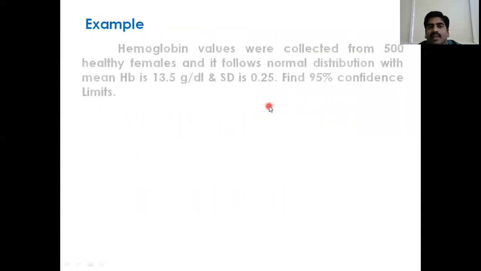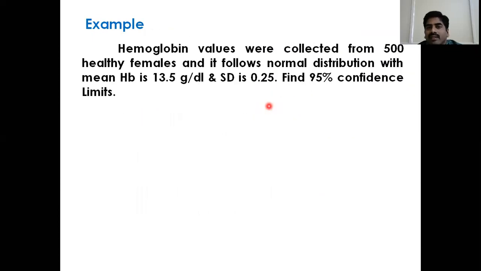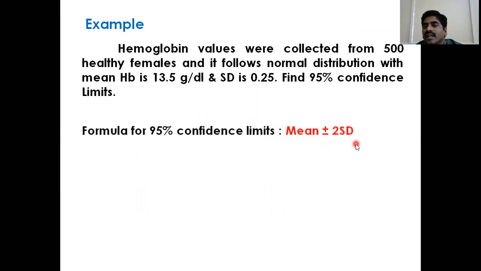For example, hemoglobin values were collected from 500 healthy females and it follows normal distribution. Then mean hemoglobin is 13.5 and standard deviation is 0.25. Find 95% confidence limits. So how to find normal limits here? What is the formula for the 95% confidence limits? Mean plus or minus 2 standard deviation, because data follows normal distribution with mean 13.5 and standard deviation 0.25.